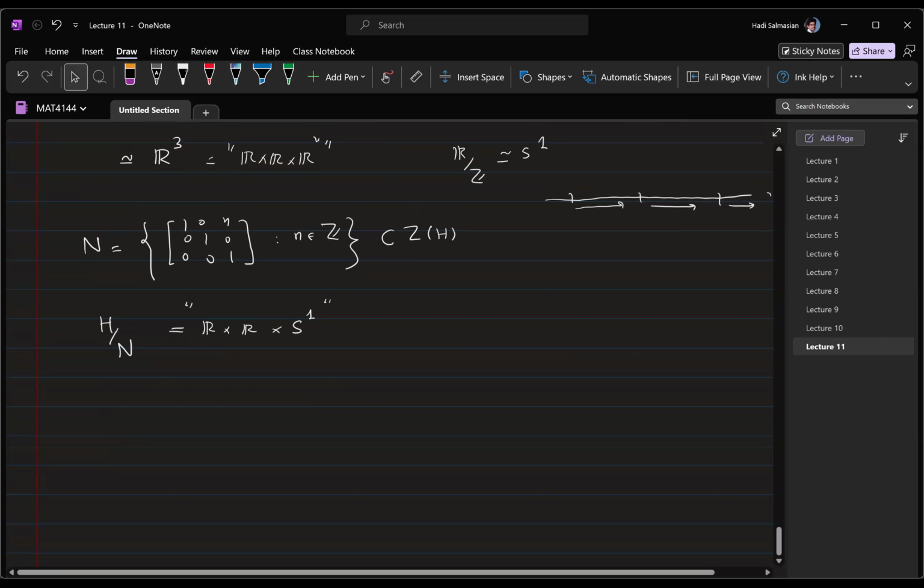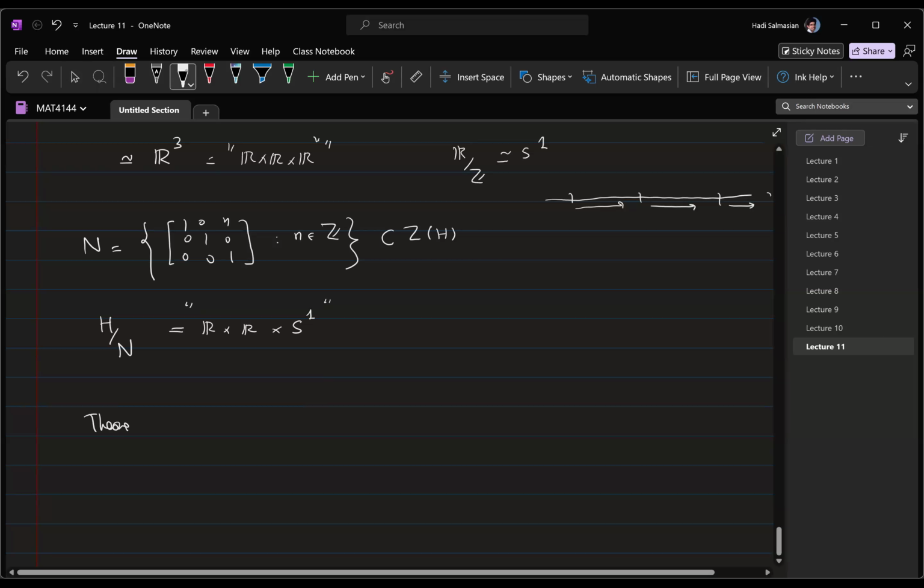Okay. So it's a quotient by this discrete subgroup. It's a nice group which has a manifold structure. Really, that's what it is. It deserves to be called a Lie group, but it turns out it's not a matrix Lie group. So here's the claim.